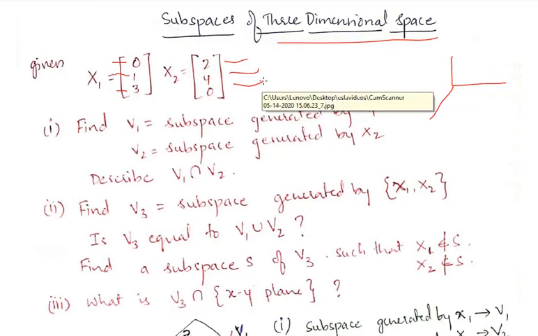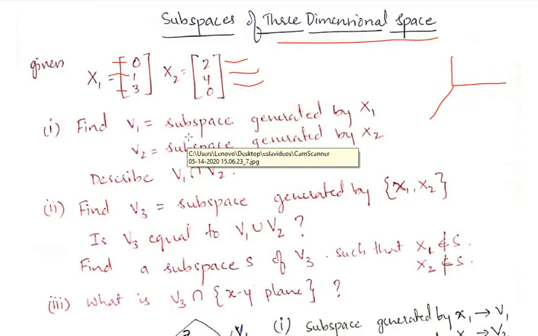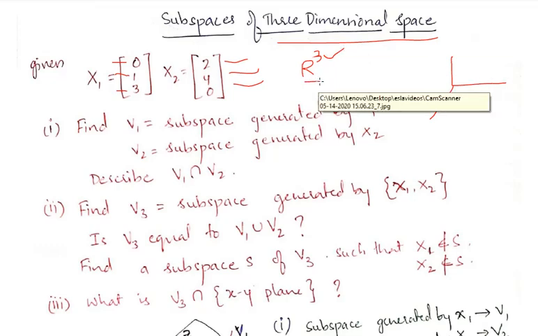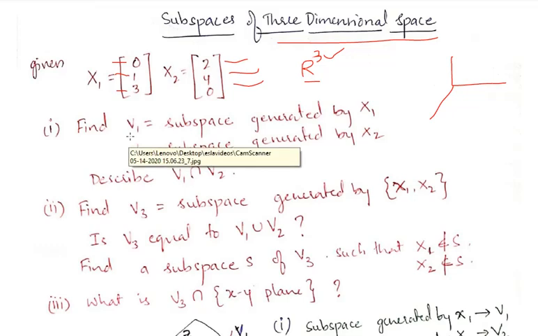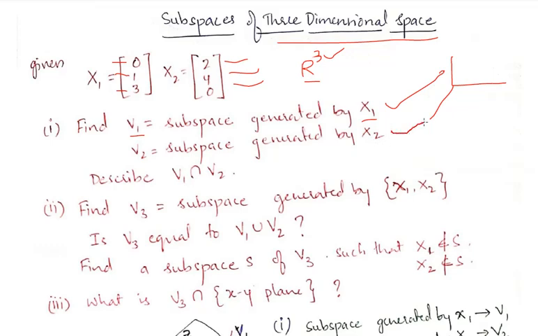Find v1 is equal to the subspace generated by x1, and this is a vector space having three components. So the first question is, find v1, the subspace generated by x1. What is it trying to ask? v1 is the vector space generated by only x1, so it is asking about individual vectors. v2 is equal to the subspace generated by x2. This is the individual, and also find v1 intersection v2.